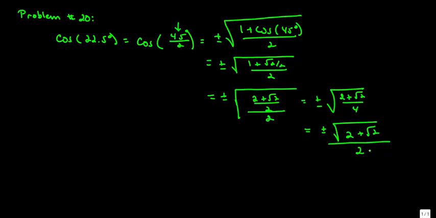Now the question is, is it positive or negative? Clearly the cosine of 22.5 degrees has got to be positive because it's in quadrant 1. So we can get rid of the negative, so we don't have to worry about it. We're dealing with a cosine value that's positive.